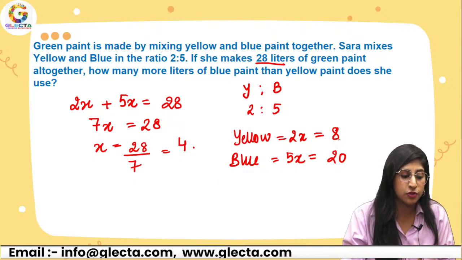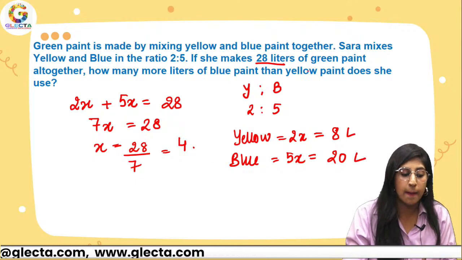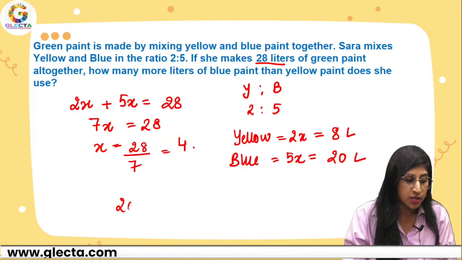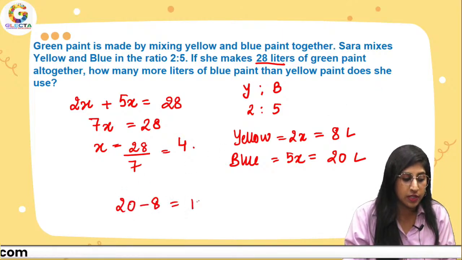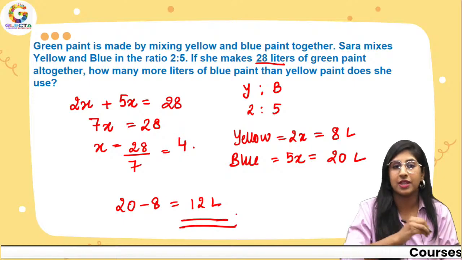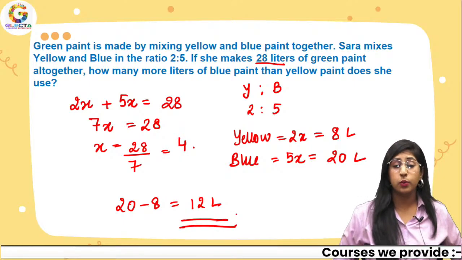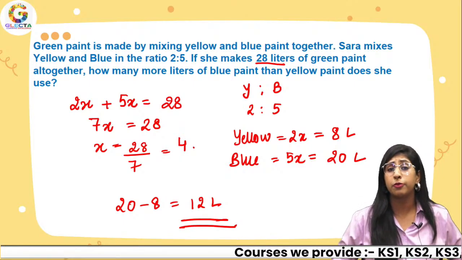So you just have to do 20 liters minus 8 liters, which would give you 12 liters. And that's my answer.